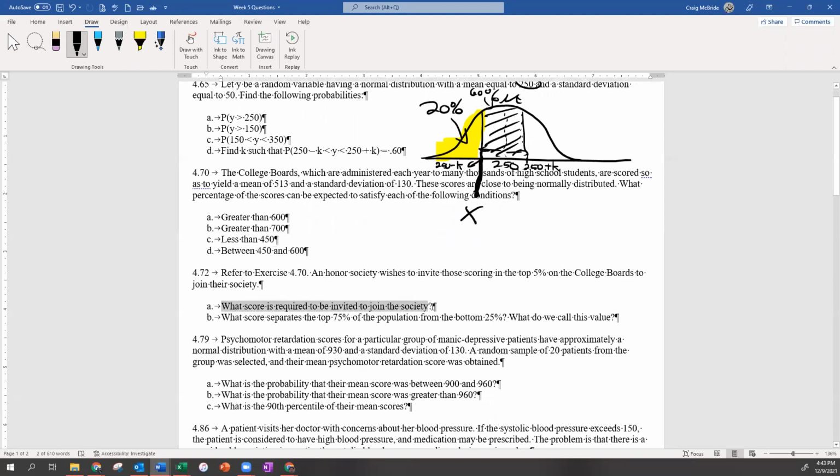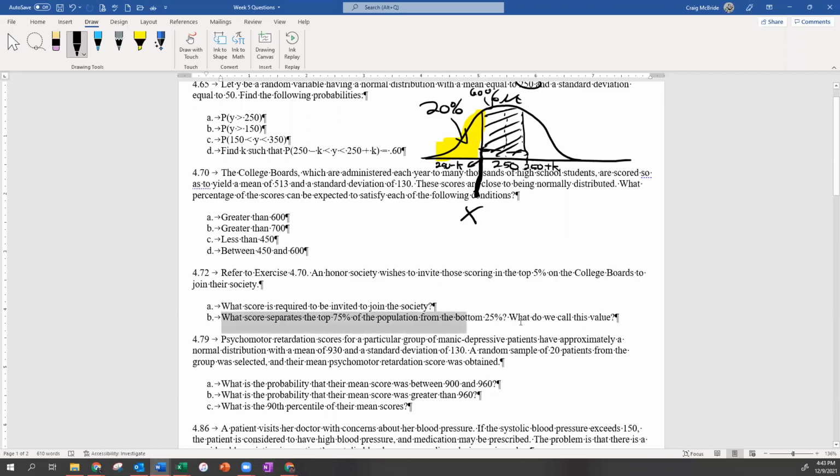What score is required to be invited to the society? Well, that's the quantile function, remember, because the quantile function gives you a score based on a percentage, and the percentage they give you is being in the top 5%. But if you're in the top 5%, you have to realize that the area below you is 95%. So you would run a quantile on 95.